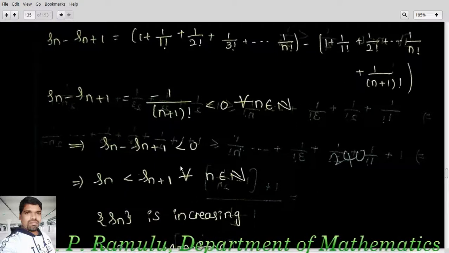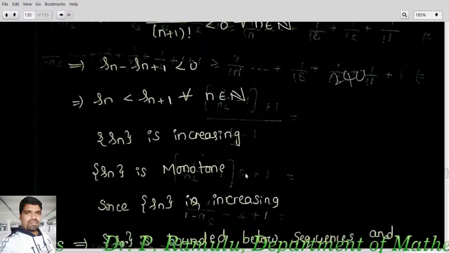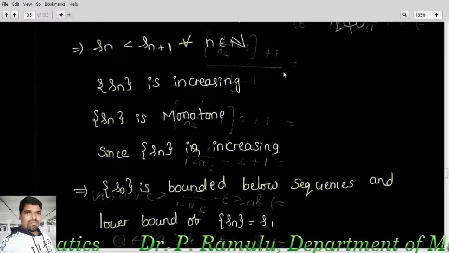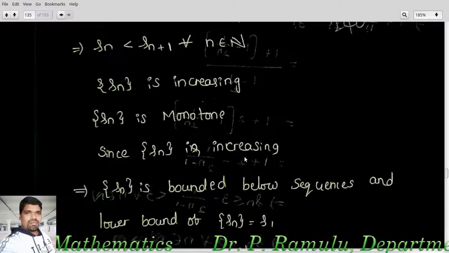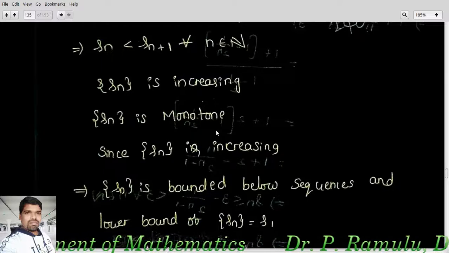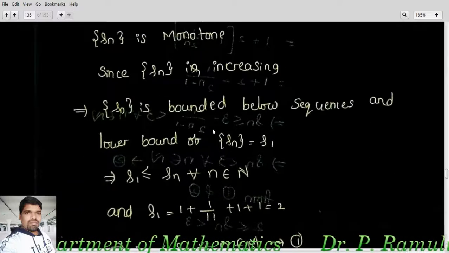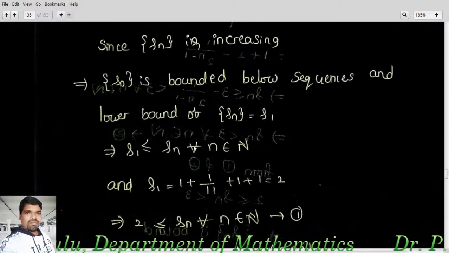Sn is increasing. If Sn is increasing, then Sn is monotone. We know that every sequence that is either monotone increasing or decreasing is called monotone. That's why Sn is monotone. Since Sn is increasing, we know that Sn is bounded below, and the lower bound of Sn is S1, which is the least term for all n.